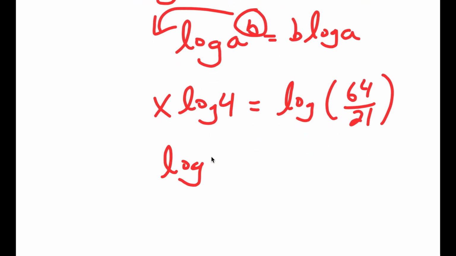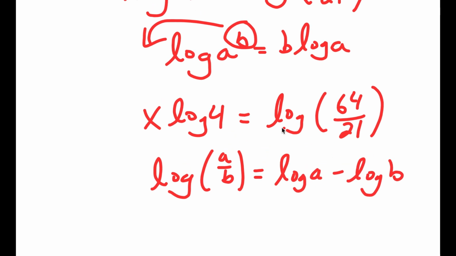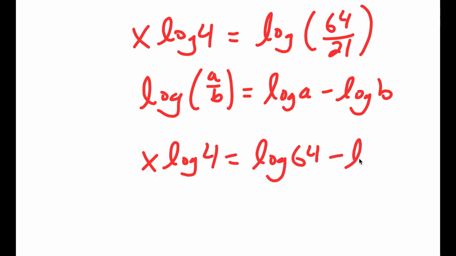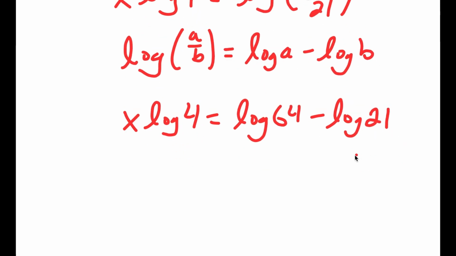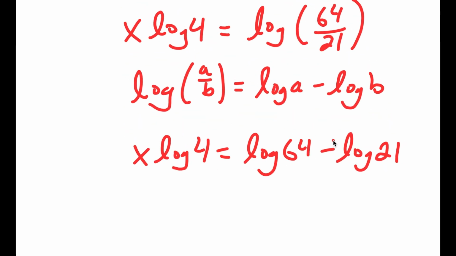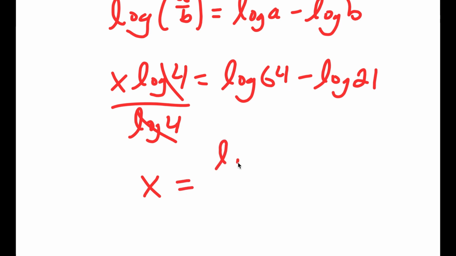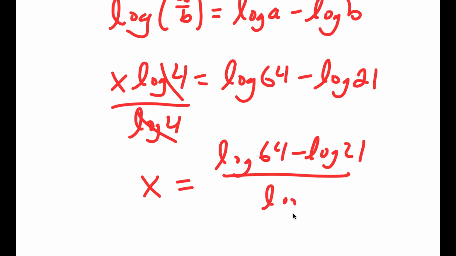Now, if I have something in the form log a over b, this is equal to log a minus log b. So log 64 over 21, that's going to equal log 64 minus log 21. And now I'm going to divide both sides by log 4. So I get x is equal to log 64 minus log 21, over log 4.